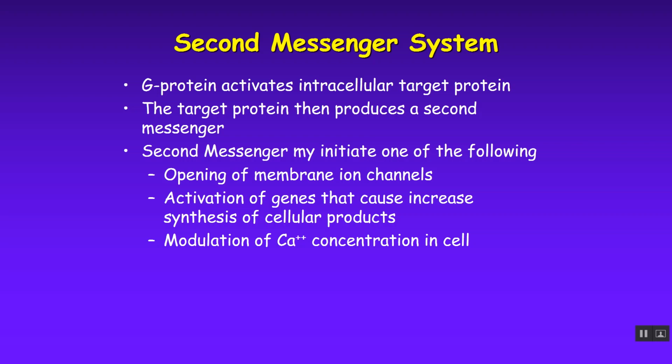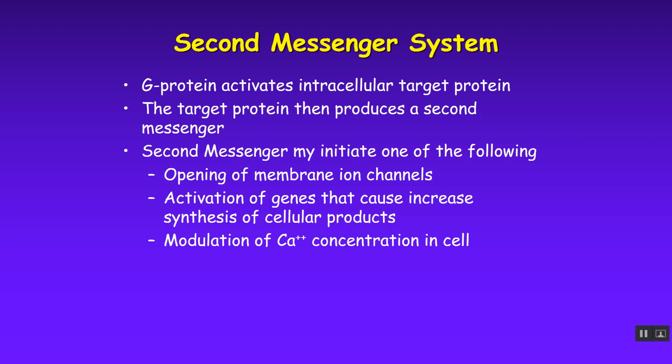So now let's talk about how the G protein mediated receptors are involved in this thing called the second messenger system. This is where the G protein activates an intracellular target protein. The target protein then produces what's called the second messenger. The second messenger then can do lots of different things.